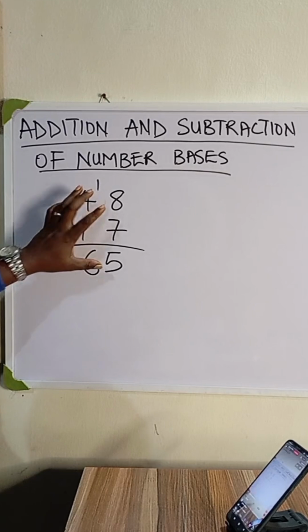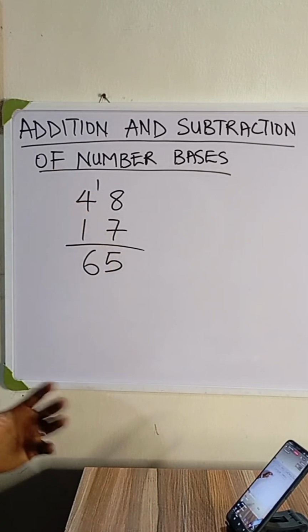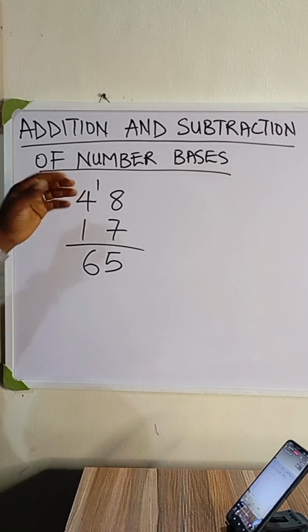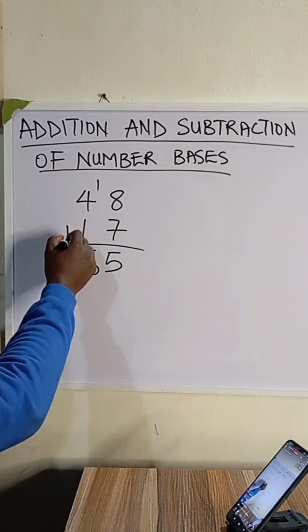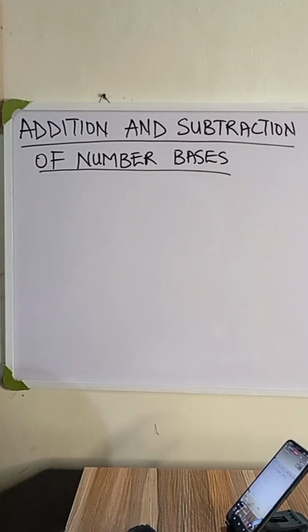This calculation is for numbers in base 10, right? But what if you are told to add numbers, but these numbers are not in base 10? Let's say these numbers are in base 5 or base 6 or base 7. How do you go about adding the numbers? So that is what we are going to see in today's class. Let's look at the first example.